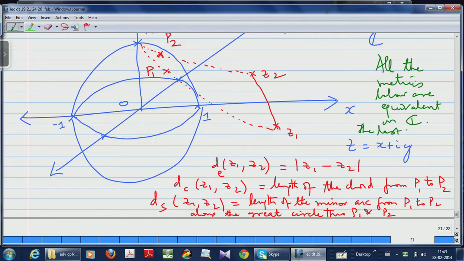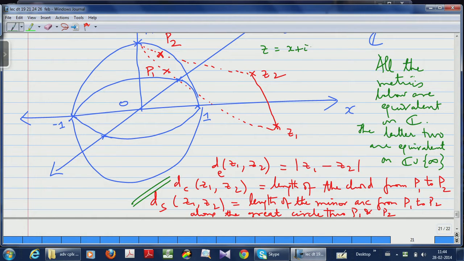The last two are, the latter two. So let me make some space. Let me get rid of this. The latter two, namely these two, are equivalent on the extended plane, C union infinity. Okay, and of course, I rubbed off z equal to x plus iy, so let me write it here.